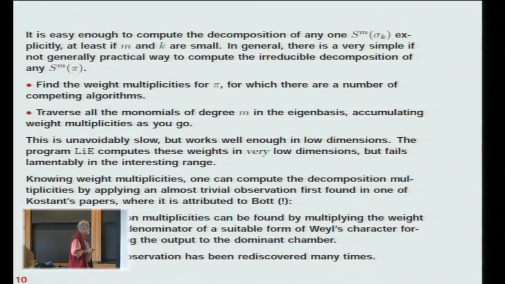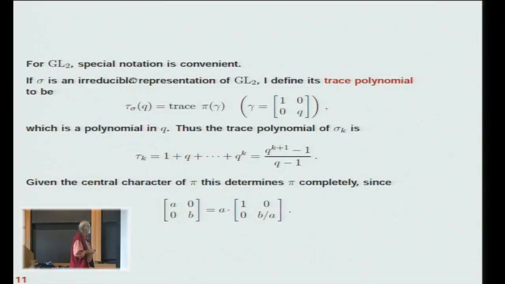Anyway, I didn't need to, because as soon as I did enough calculation, I saw that there's some very simple answer. So I'll give you some special notation to explain what happens. If sigma is an irreducible representation of GL2, I can forget about the determinant factor, because that doesn't enter in the calculations; it's sort of obvious how it works. So I take a special semi-simple element and I look at its trace, and I define that to be the trace polynomial. So it's just a polynomial in q.